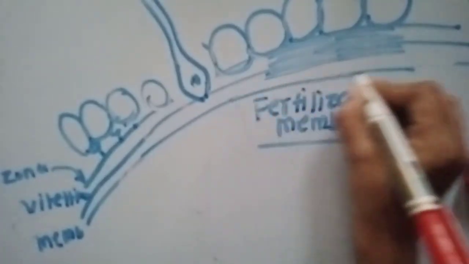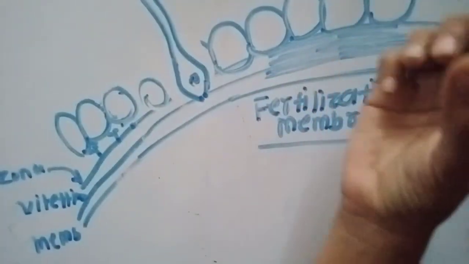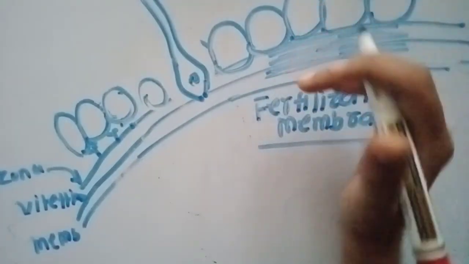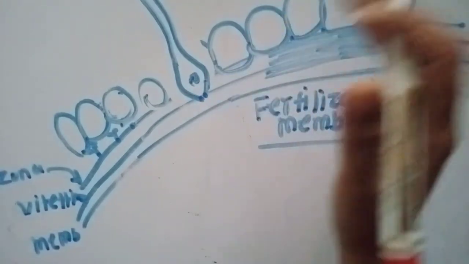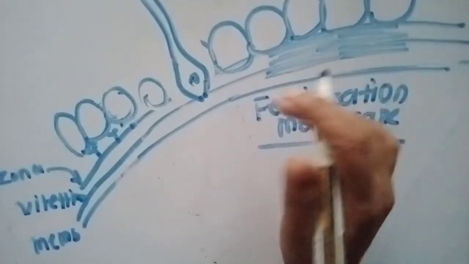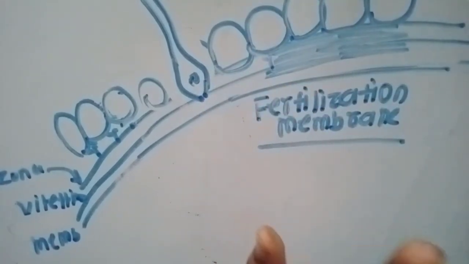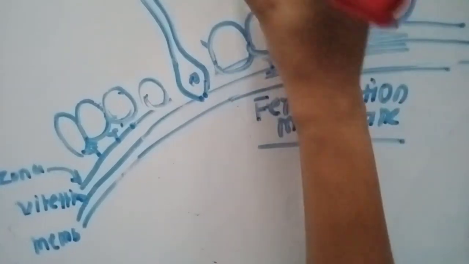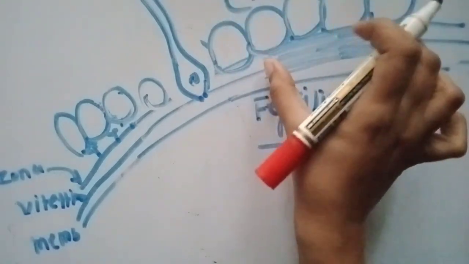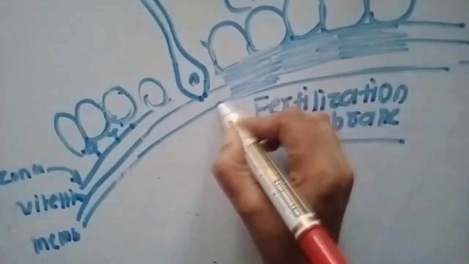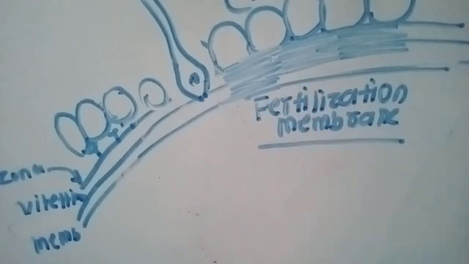So here is the egg membrane. Because it absorbs water, it gets lifted up from the egg membrane, and the receptors also get detached from the egg membrane. Suppose here is the receptor, they also get detached. So this is how, though your sperm enters, because of the thick fertilization membrane that is present here, it cannot get entry into your egg cell.